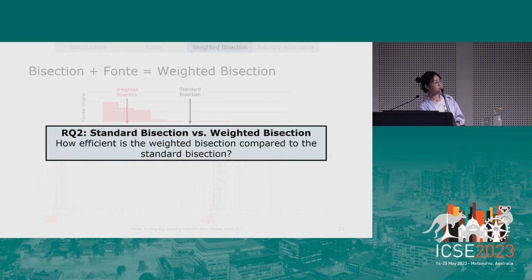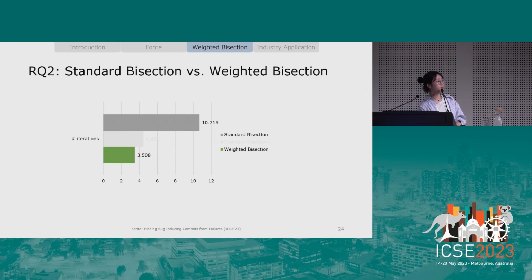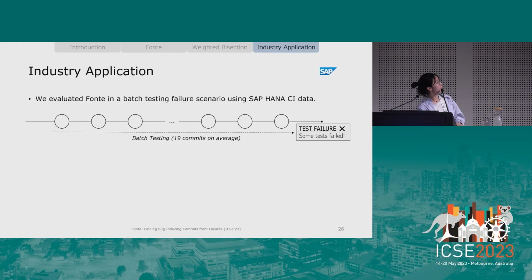So our second research question asks, how efficient is this weighted bisection as compared to the standard one? And the results show that weighted bisection requires significantly fewer iterations than the standard bisection, leveraging the Fonte-generated scores. And even when the standard bisection is applied to the same reduced search space with Fonte, you can see that Fonte's weighted bisection still requires fewer iterations than the standard bisection.